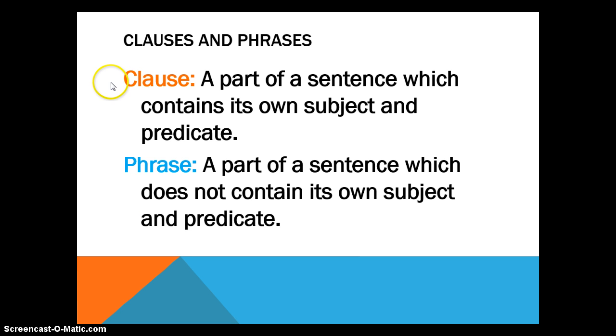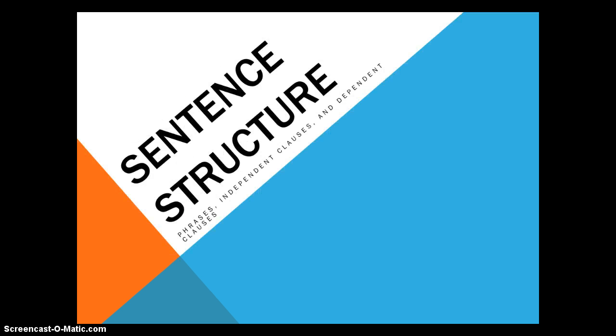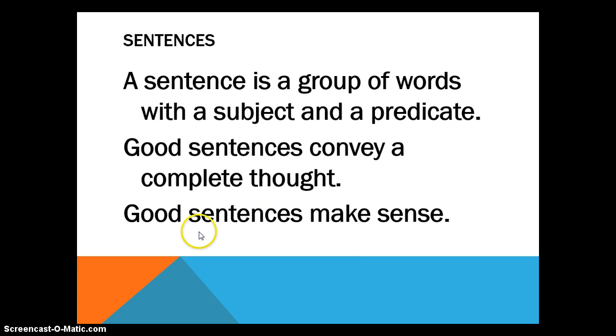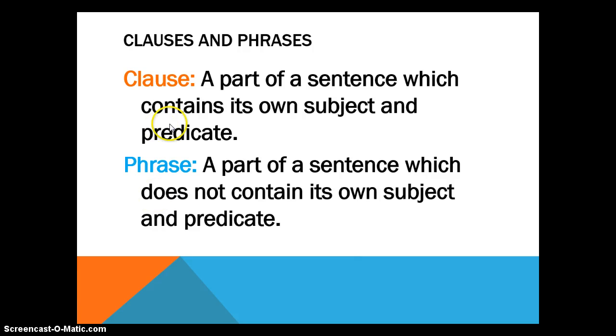There are other things called clauses and phrases. Notice that at the beginning it says we're going to study phrases, independent clauses, and dependent clauses. So what are these clauses? A clause is a part of a sentence which contains its own subject and predicate. So basically a sentence. A phrase, however, is a part of a sentence which does not contain its own subject and predicate. So let's look at some examples.